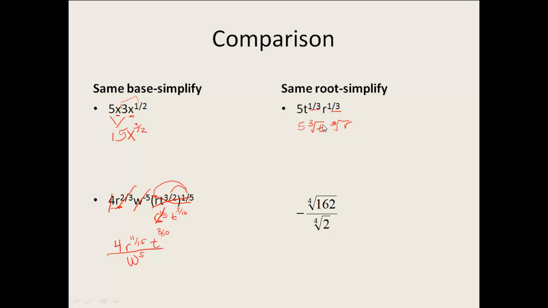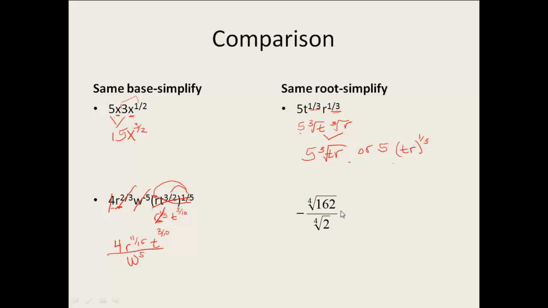So when I have this set up, same roots means I manipulate the bases. So I'm going to go ahead and take t times r and get tr. So I'll have the cubed root of tr. Now my 5 doesn't have anything to combine with, so it will just stay out front. Now I can write this back with rational exponents if I want, and I would have 5, and then I would have my tr in parentheses, and it would be back to the 1/3 power. So these two expressions are actually equivalent.